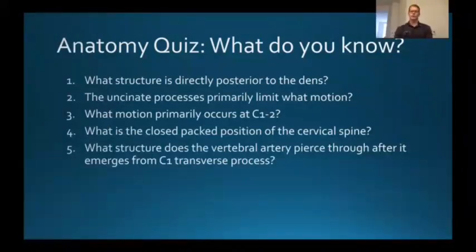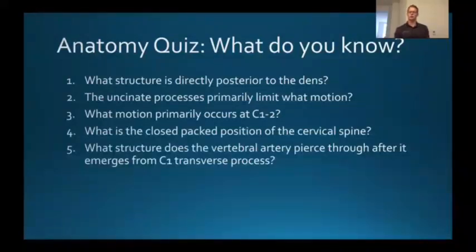And the reason it is important that the transverse ligament is just posterior to the dens, because that is going to prevent any translation of the dens into the spinal cord, creating any sort of upper cervical instability or creating a spinal cord injury. Question number two, the uncinate processes primarily limit what motion?